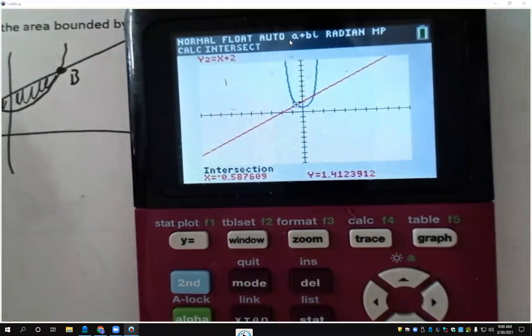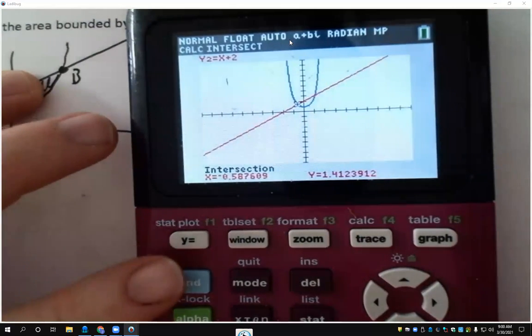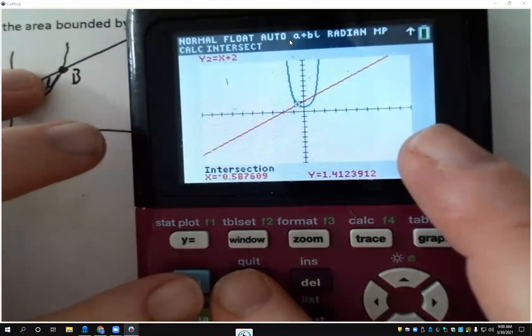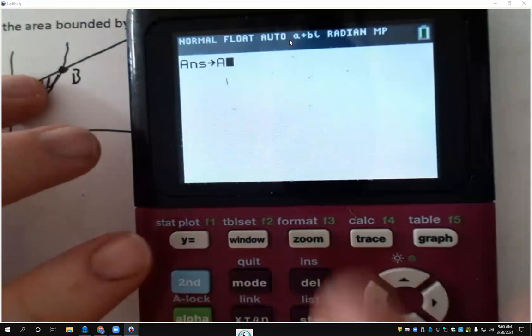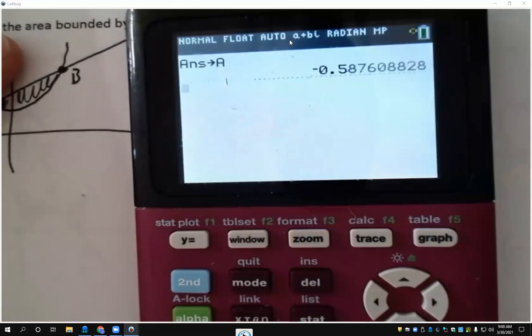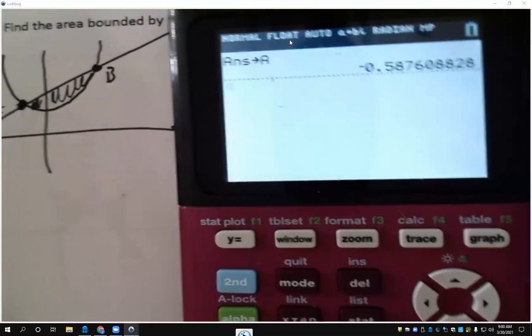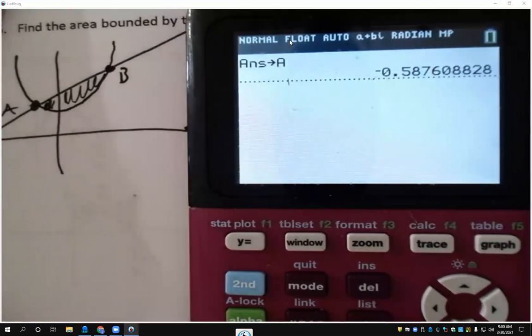Okay, it's a decimal that never terminates. So I need to store that so I can save that. I'm going to store that in A. So I'm going to immediately hit quit. And I'm just going to hit store, alpha math for A, and hit enter. And then I'm going to write it down on my paper, because I have to write that down on my paper.